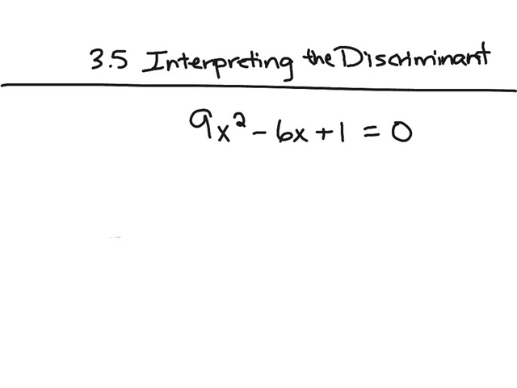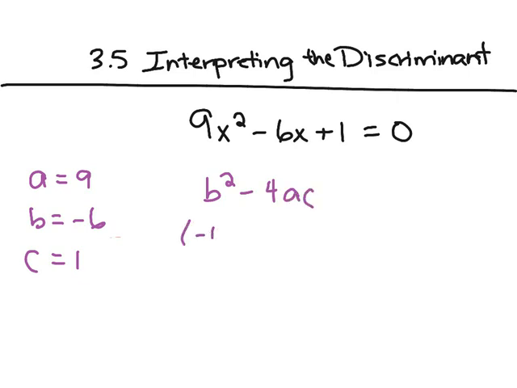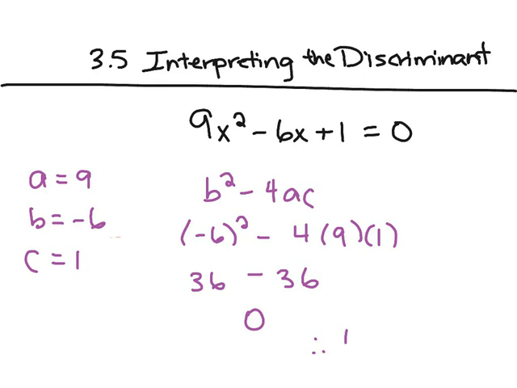So for the first example, without solving, determine whether the equation 9x squared minus 6x plus 1 equals 0 has 1, 2, or no real roots. So my a is 9, b is negative 6, and c is 1. We're just going to find b squared minus 4ac. So negative 6 squared minus 4 times 9 times 1. 36 minus 4 times 9 is 36. So our answer is 0. Therefore, we have exactly one real root. Not imaginary, it's real.